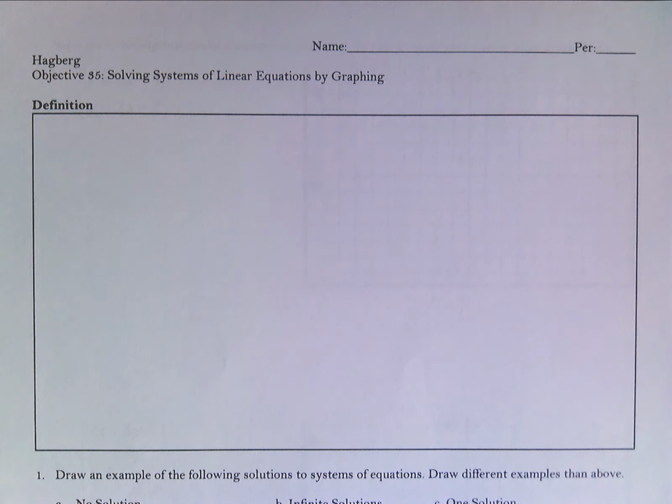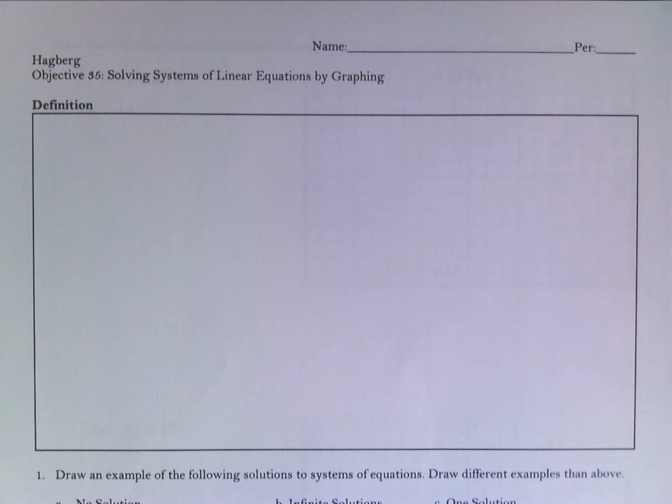All right, so here we go with the first objective of second semester, beginning with objective 35. Now, we're starting off the new unit, Unit F, which talks about systems of equations. This first objective is solving systems of linear equations by graphing. So I just want to do a brief introduction as to what a system of equations is.